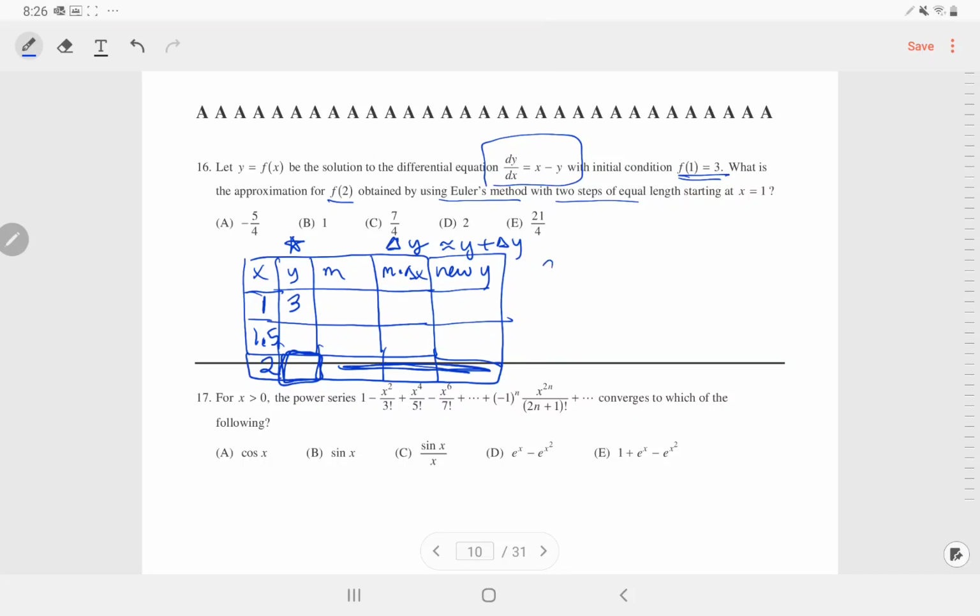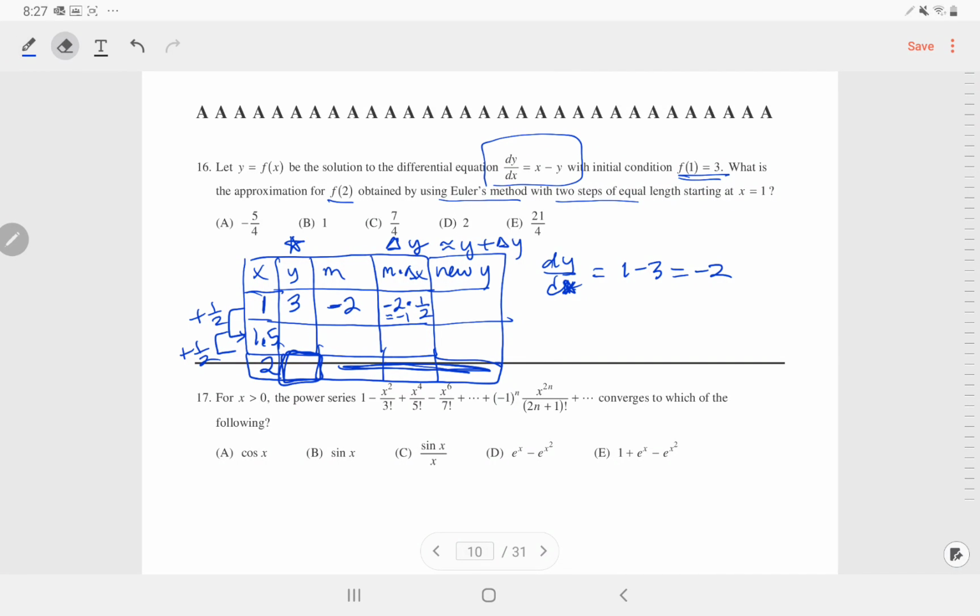The m. So the m would be dy dx equals, this is an x, is 1 minus 3, which is negative 2. So the slope is negative 2. And then you would multiply that by delta x, which is 1/2. Delta x would be this, 1/2, 1/2. And that's just because I tried to make it so there were 2 steps. Those are the 2 steps right there. So that would be negative 1.